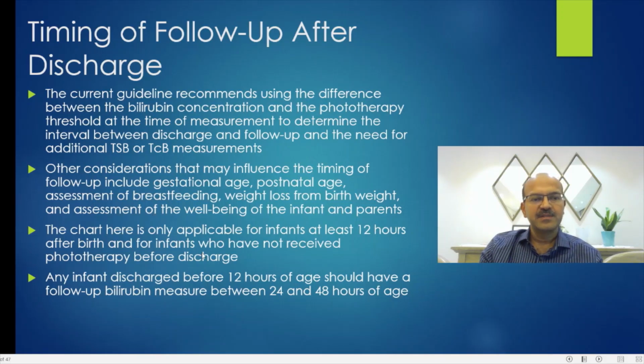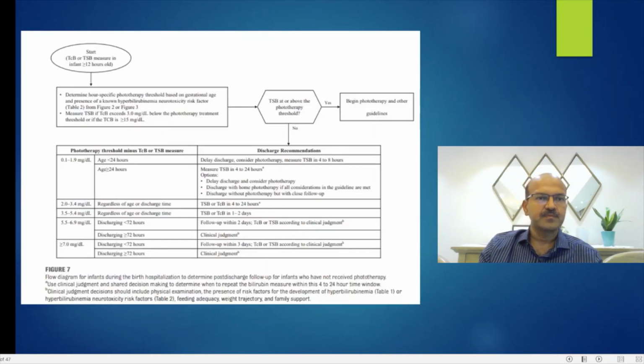So the chart which we will show next is only applicable for infants at least 12 hours after birth and for the infants who have not received phototherapy before discharge. So if they have received phototherapy, you would follow the risk factor for rebound that we discussed before, and you would need to repeat 6 to 12 hours after they stop phototherapy. Any infant discharged before 12 hours should have a follow-up bilirubin measure between 24 and 48 hours of age. So the earlier they go, the earlier you bring them back for the follow-up.